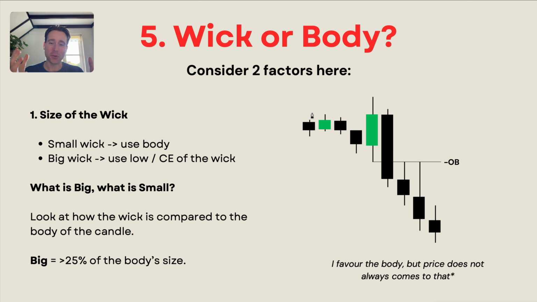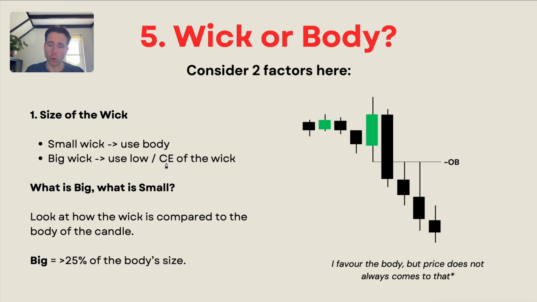And now the age-old question on order blocks: do you use the wick or the body of the candle? Personally, I favor the body, but price does not always come to that. So I have two factors I use to determine if I'm going to use the wick or the body. The first one is the size of the wick. If there's a very small wick, I just use the body, because the difference between the body and the wick is probably very small. So might as well just use the body. If there's a massive wick, a big rejection candle, then I'm using the wick of the candle.